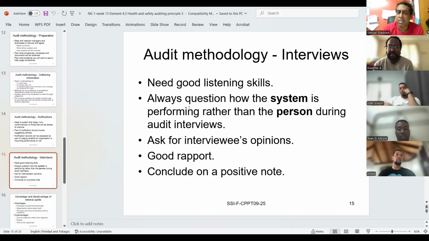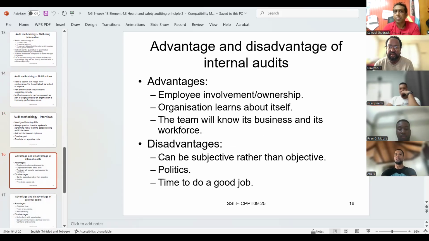Doing an audit, you need good listening skills. Always question how the system is performing rather than the person during the audit interviews. Ask for the interviewee's opinion. Try to have a good rapport with them. Conclude on a positive note.